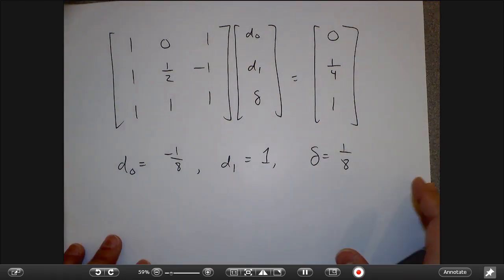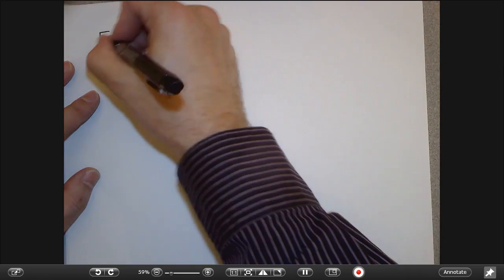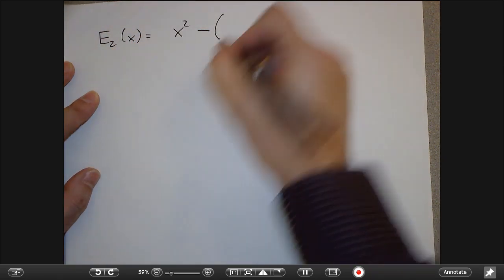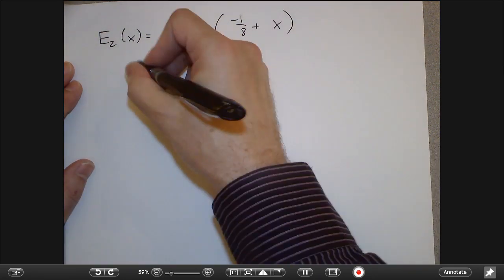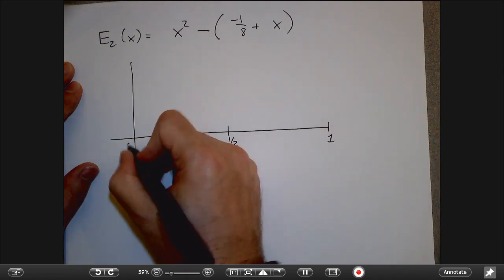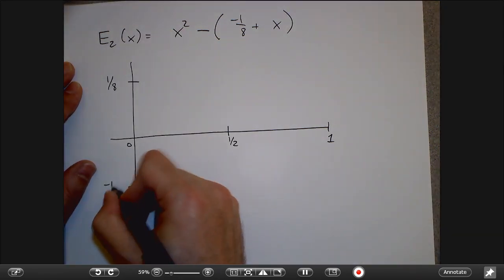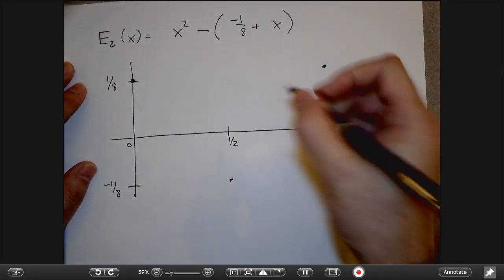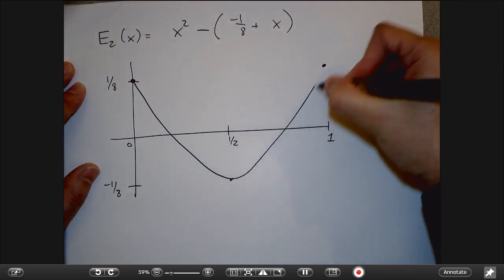So now, last thing I'm going to do is plot my error function. It's going to be x squared minus 1/8 plus x. If I plot that function over 0, 1, here are my points, and I found out that I can make these points oscillate between plus 1/8 and minus 1/8. So I know that my function has to pass through here, here, and here. And when I compute the actual function, it turns out that what I get is this.